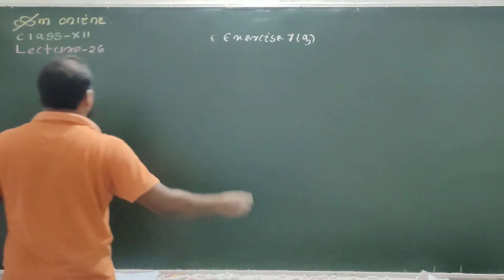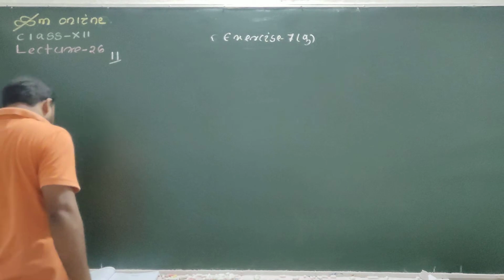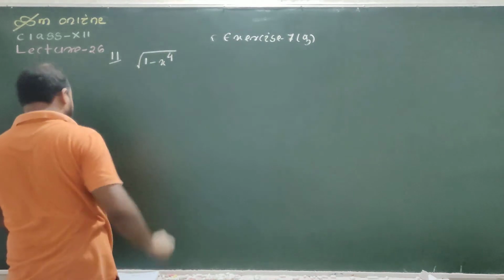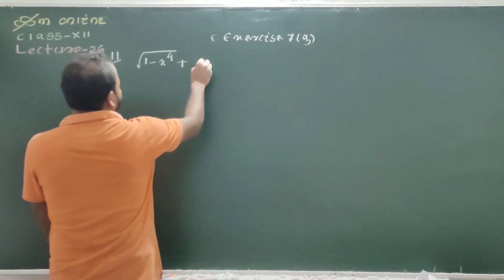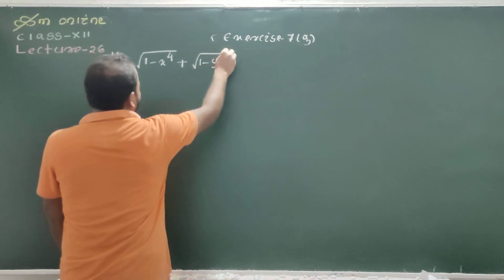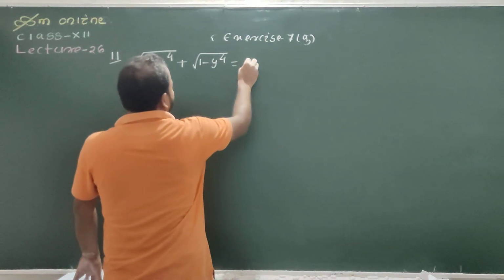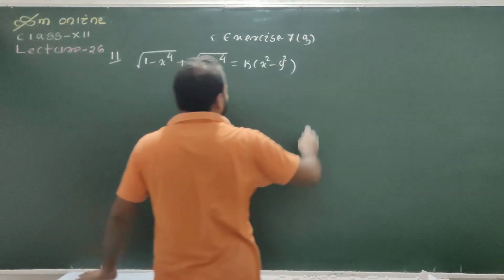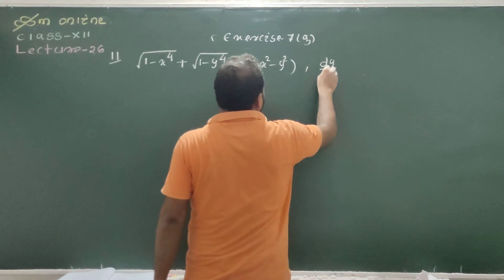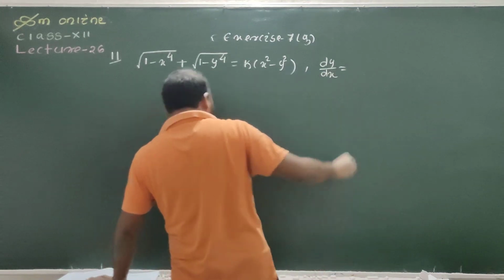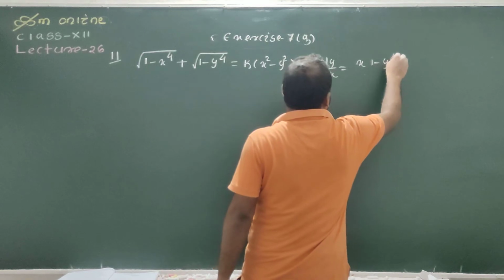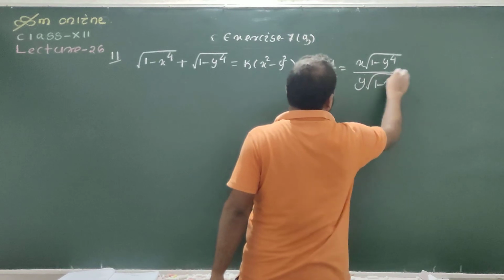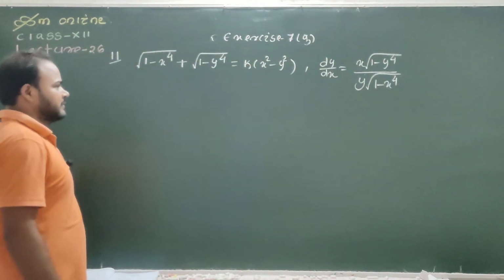Now question number 11 is given that if root over of 1 minus x to the power 4 plus root over of 1 minus y to the power 4 equal to k into x square minus y square, then prove that dy by dx equal to x into root over 1 minus y to the power 4 upon y into root over 1 minus x to the power 4. Okay, this is the question.